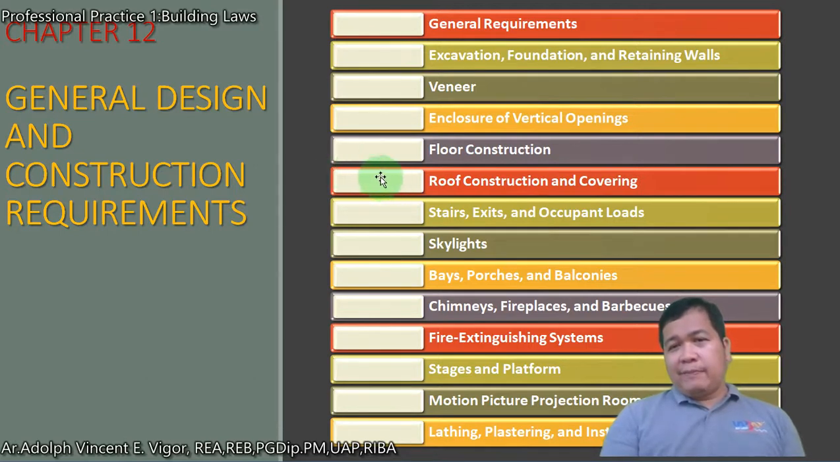Okay, so what's important to note, I think one of the most important highlights here in chapter 12 are the stairs, exits, and occupant loads. Okay, this is especially important when you are determining the size of your building or structure. So you can see that the occupant load is organized as per project type. So familiarize yourselves, class, with this one, the occupant load, because I think this will be very helpful for you when you do your thesis or when you do your higher level designs.